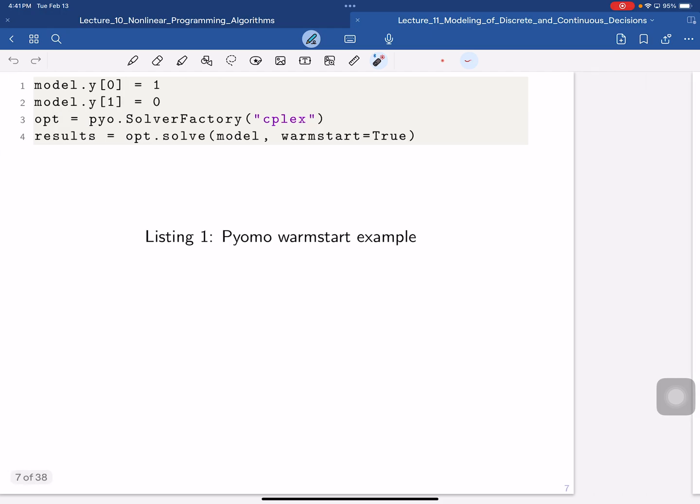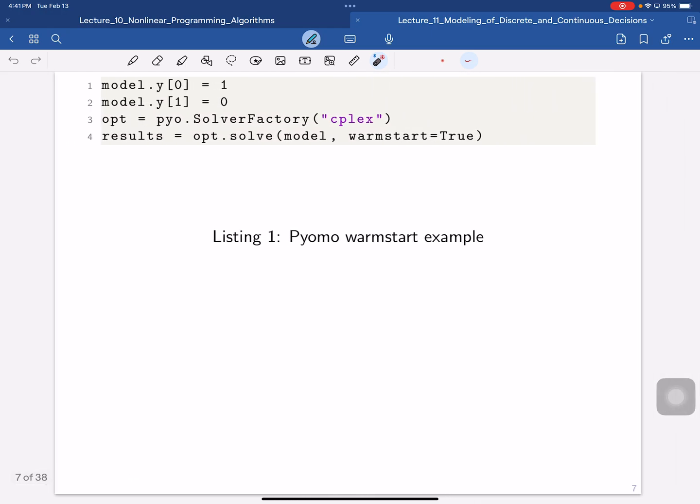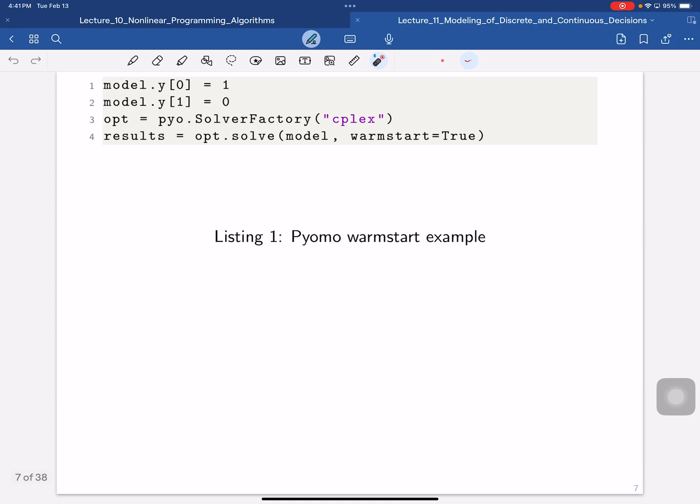So here's everything I want to talk about for formulating nonlinear programming models. Any questions before we move to an entirely different topic?